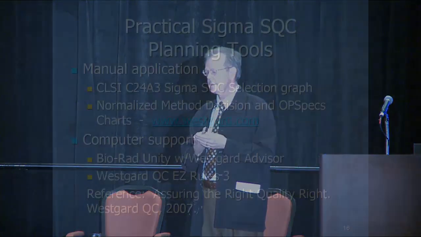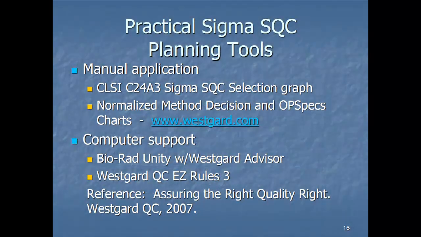And if you want to do this in a quantitative way, we have graphical tools. And there are 2 of them, one in the CLSI document. The other, these OpSpecs charts are available. We have a computer program. Bio-Rad has a computer program that will calculate those charts. So, if you want to be quantitative, you've got manual tools or you've got computer tools.